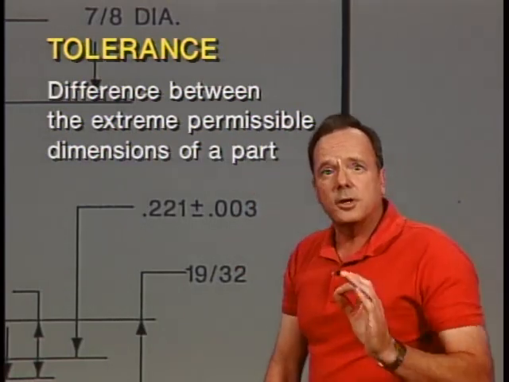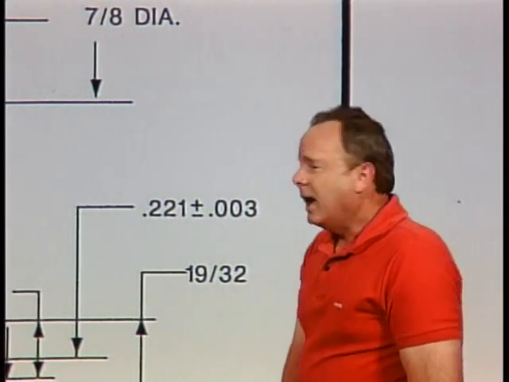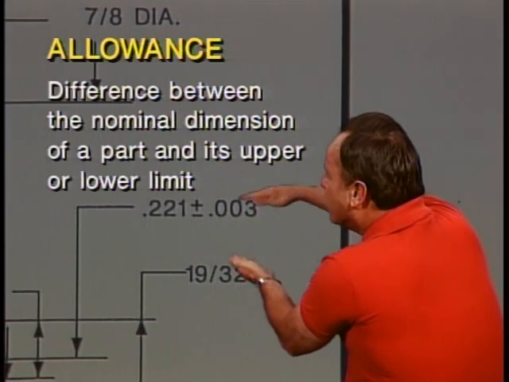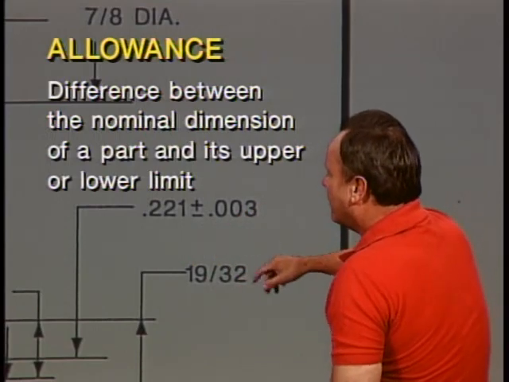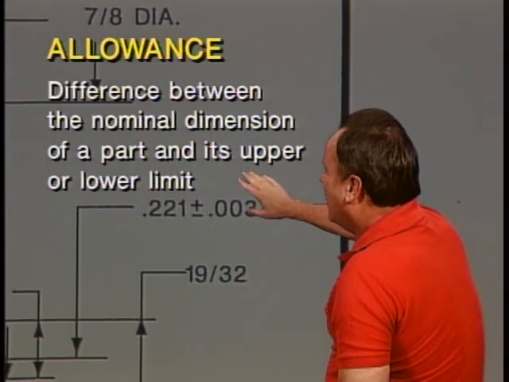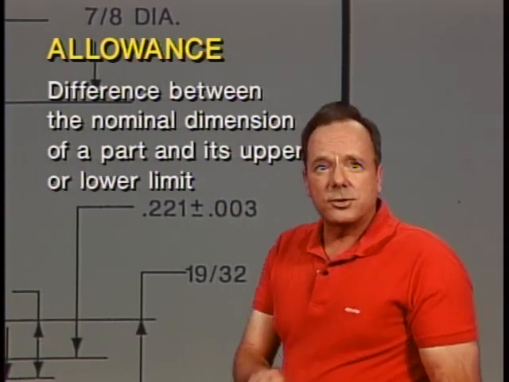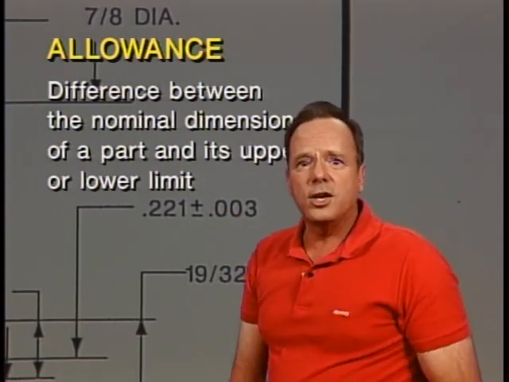On the other hand, there is another concept called allowance, and that's the difference between the nominal dimension of the part and either its upper or lower limit. So you have an allowance of 0.003 in either direction in this particular case. So that is the concept of allowance. Tolerance is the total, allowance is the one in each direction.